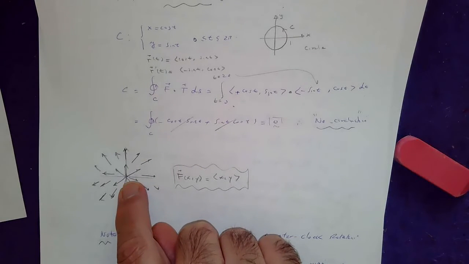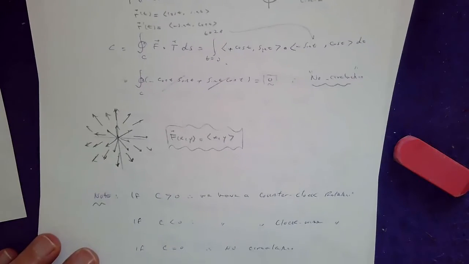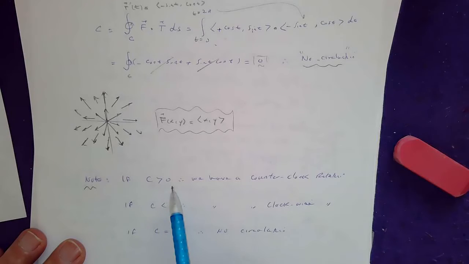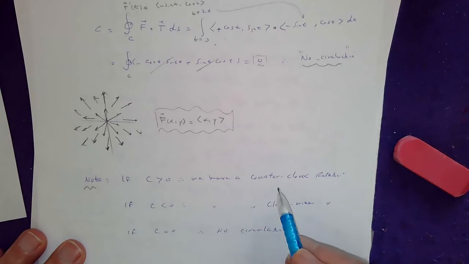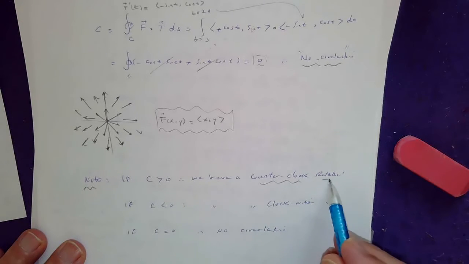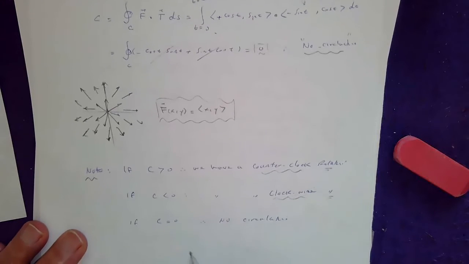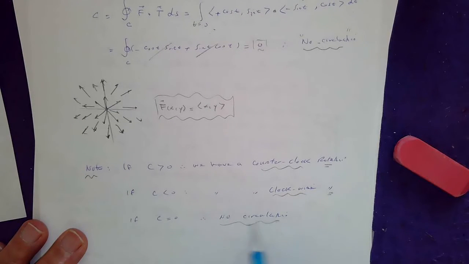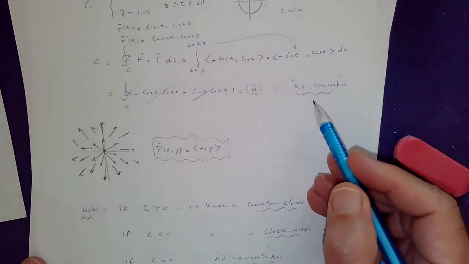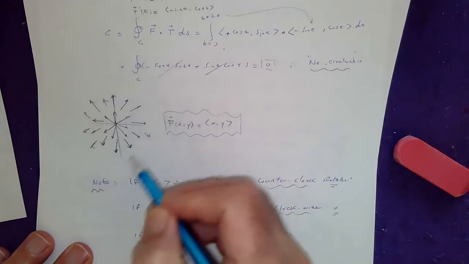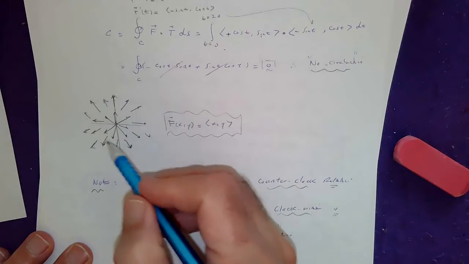So we call (0, 0) a source. There are three cases when you do circulation. If the circulation comes up positive, we have a counterclockwise rotation. If it is negative, we have a clockwise rotation. If it is 0, there is no circulation, just like our problem. Notice there is no circulation, otherwise I would get a type of vector field which would circulate or rotate.